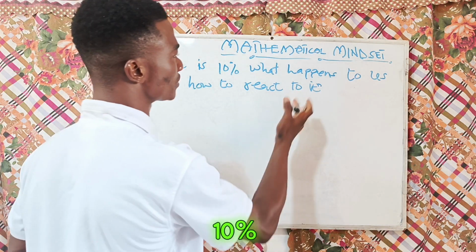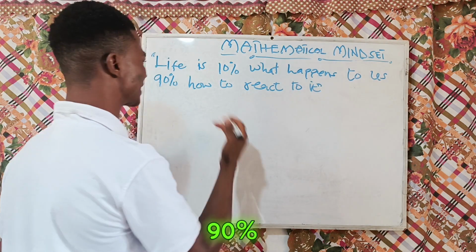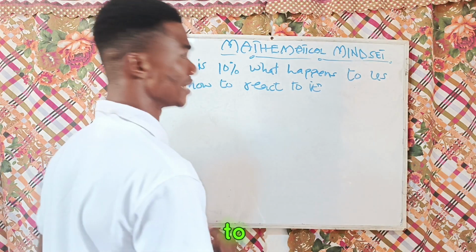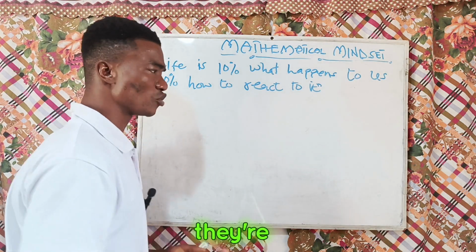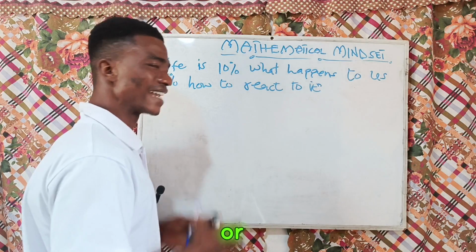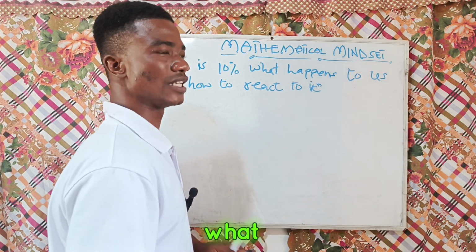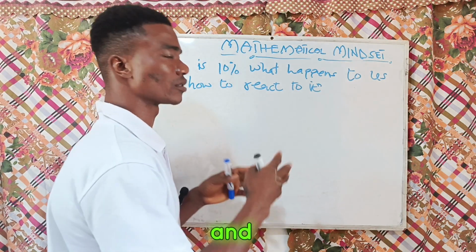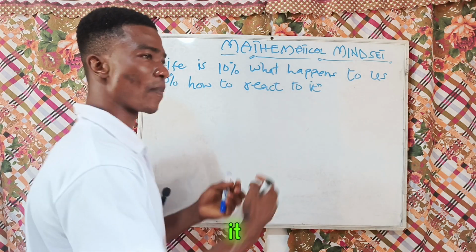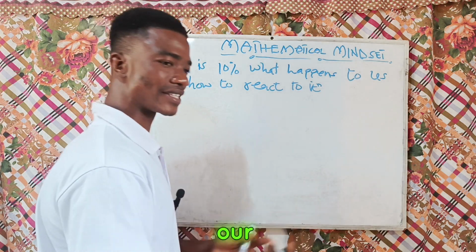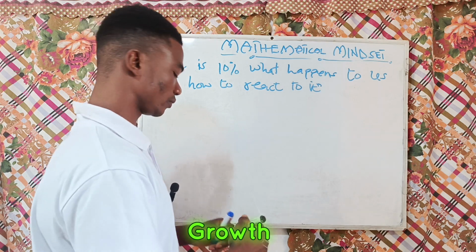Life is 10% what happens to us, 90% how to react to it. So we're going to deduce this quote or statement into a mathematical equation and analyze it, and how it will help us to enhance our personal life and growth.